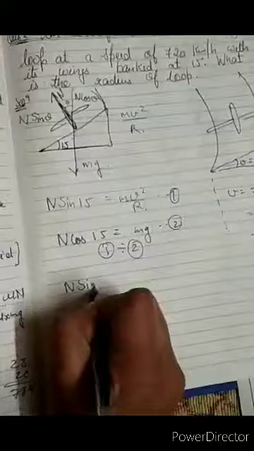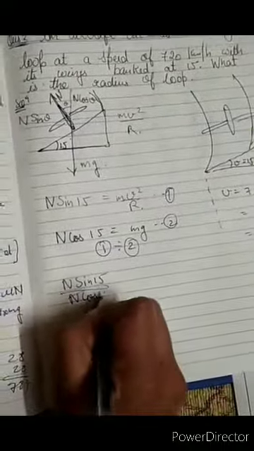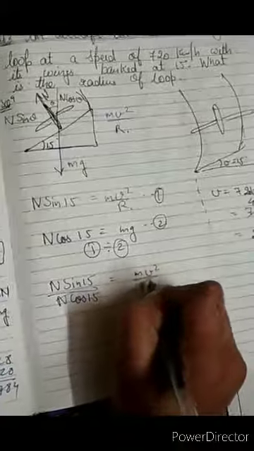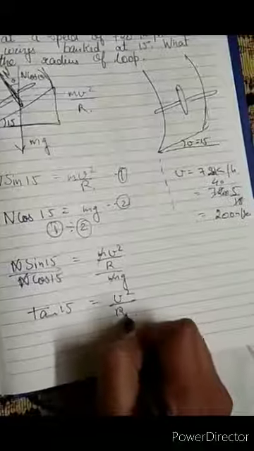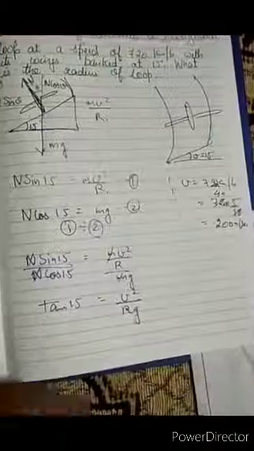Okay, fine. Now let's divide 1 by 2. So we get N sin 15 upon N cos 15 is equal to mv square by r divided by mg. So m and m cancel, and the N cancels, and we have v square upon rg. Remember, these expressions we already dealt with in our previous videos. So fine, we have the value of v, we have the value of g, so we can find r.